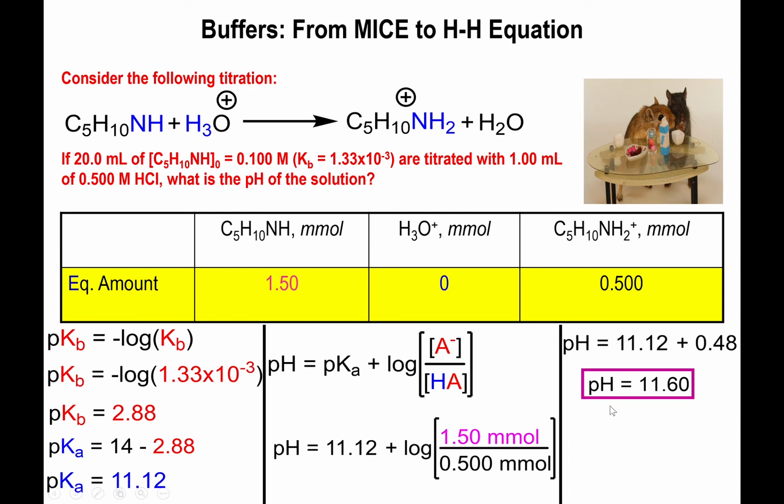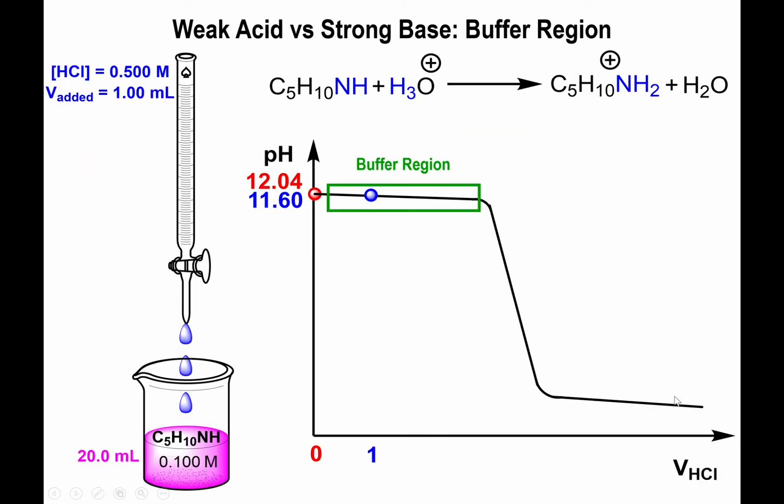Alright, so if this was done correctly, because we have added an amount of HCl, the pH should have dropped down from the original value. So let's see if that's the case. This is 11.6. The original pH was 12.04, so this indeed went down. So this is looking good.